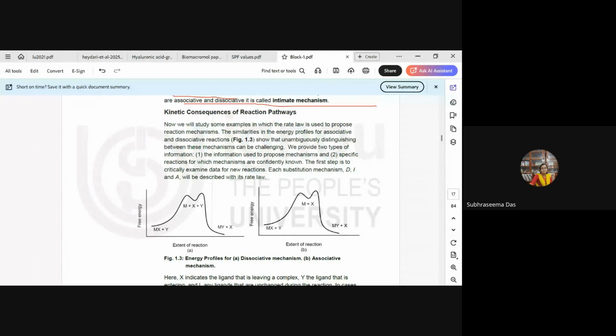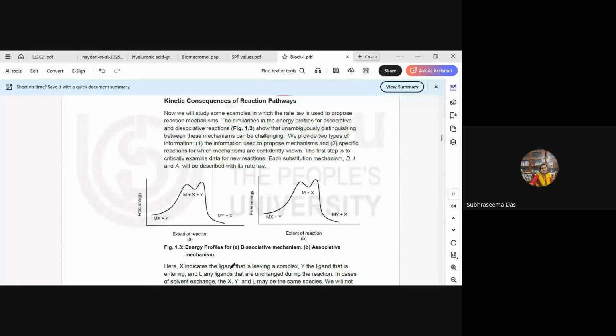Then coming to kinetic consequences of reaction pathways. Now we'll study some examples in which the rate law is used to propose the reaction mechanisms. The similarities in the energy profiles for associative and dissociative reactions have been shown here in figure 1.3. This is the energy profile, and although the product formed remains the same, the mechanisms of these two processes are different.